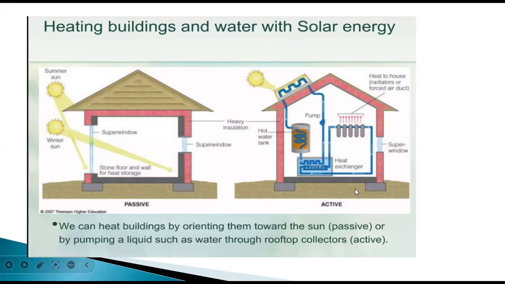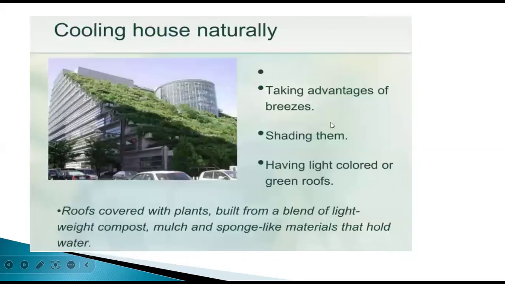Passive ways and active ways, these are the two ways we can control the energy. Heating buildings and water with solar energy is one of the best examples. And the next, cooling the house naturally.